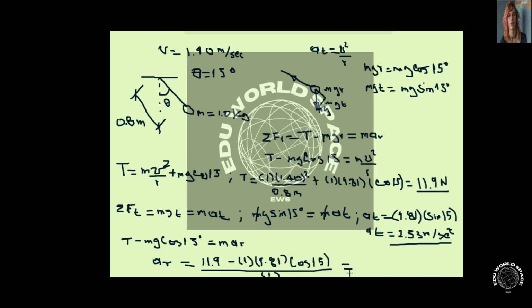If we solve this, the radial acceleration is going to be 2.42 meters per second squared. And this is the radial acceleration. So we have radial acceleration, tangential acceleration, and we have the tension of the cable. And this is the solution for the problem.